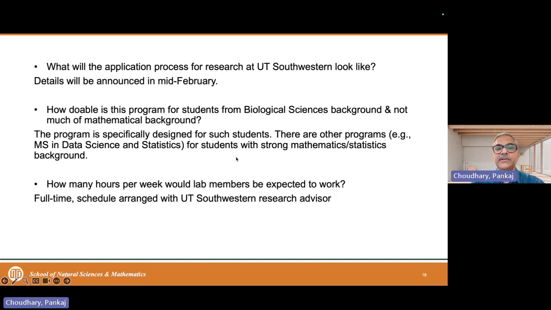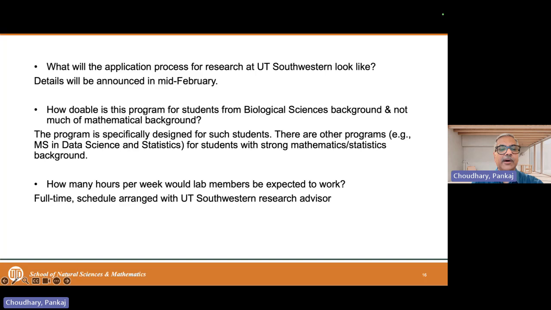What will the application process for research at UT Southwestern look like? Details are being worked out, and we will announce the application. Applications will open in mid-February, and we will have a website for you to apply.